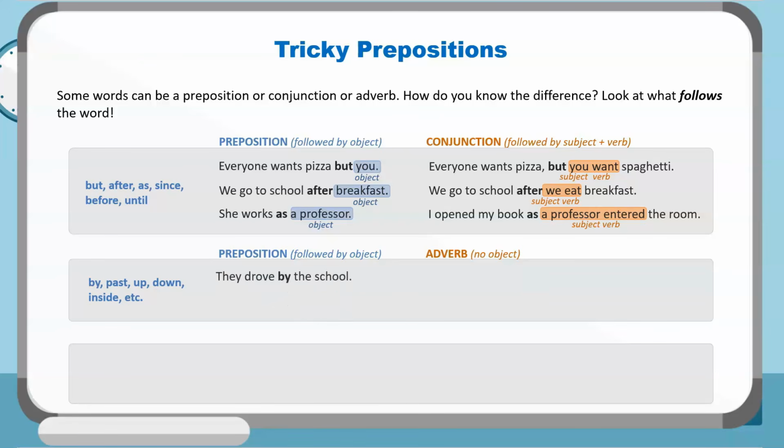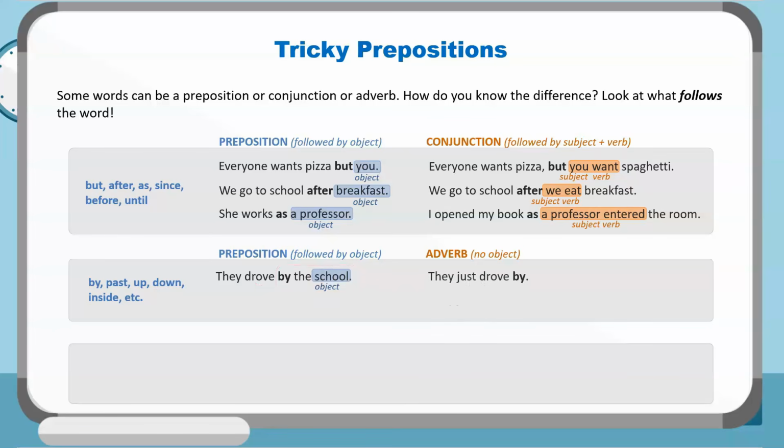Here's an example. They drove by the school. In this sentence, we know that by is a preposition. Why? Because it's followed by the noun school. Here, school is the object of the preposition by. We see that by the school does describe the verb drove. Usually, adverbs describe verbs, but in this situation, we see that object and we know that by is a preposition.